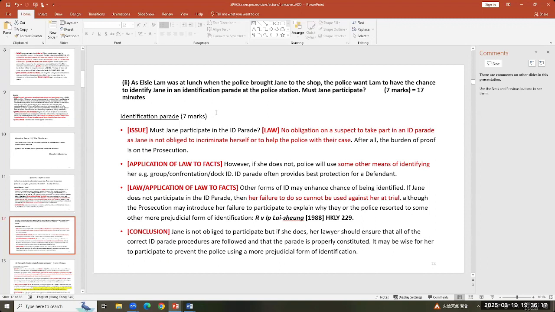parade. If she does participate, then of course, as her lawyer, you need to ensure that the ID parade is properly constituted, the right number of actors, that they resemble her general appearance. And overall conclusion, you'd probably advise her that it's in her best interests to take part in the ID parade. You'll be there to make sure the correct procedures are followed, because if she doesn't, the police will use a more prejudicial method of identification like group or confrontation or dock ID.